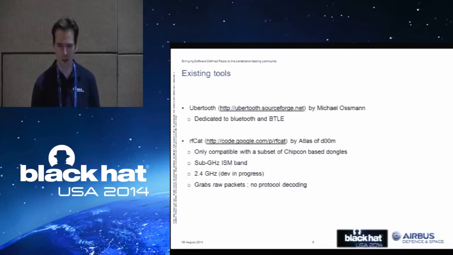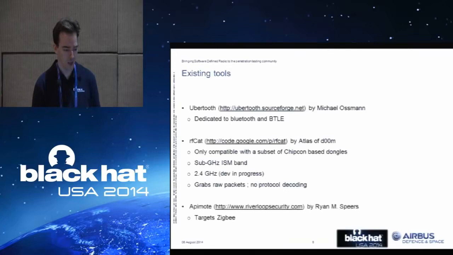For 2.4 gigahertz, I think Atlas is trying to develop it, but I don't think it's released yet, and he's still figuring out which dongle to use. And again, it just grabs raw packets. You set the frequency, the bit rate, the modulation, the packet length, and then you just have raw packets. You don't have an understanding of upper layers. And for Zigbee, you have the API mode, for example, that has been developed by Ryan Speers from River Loop Security.